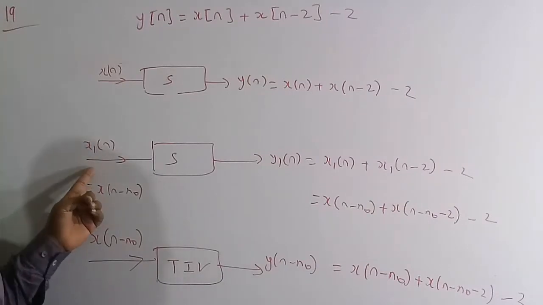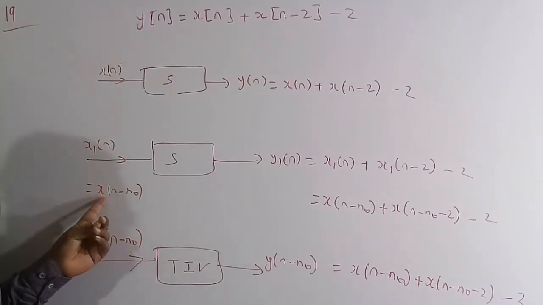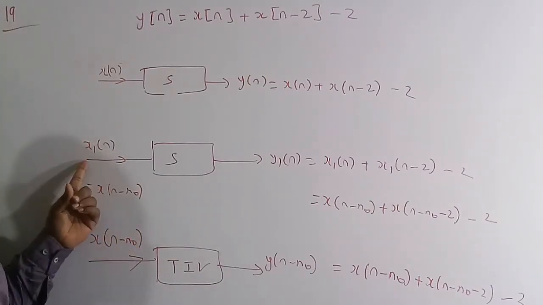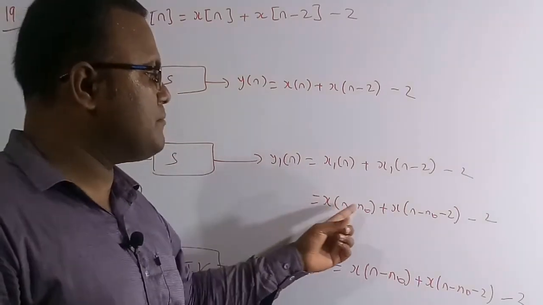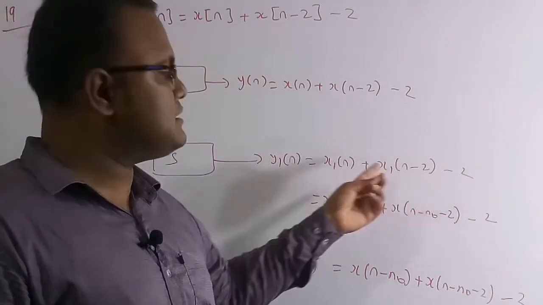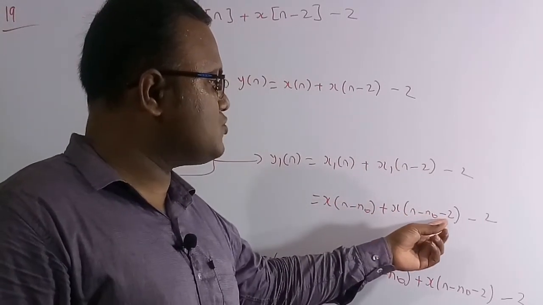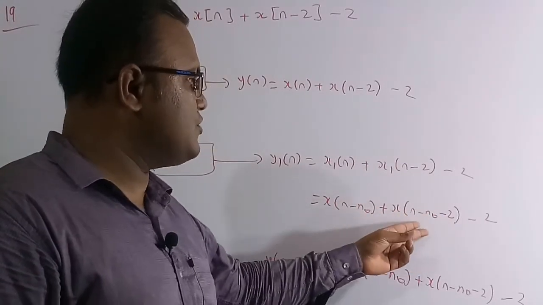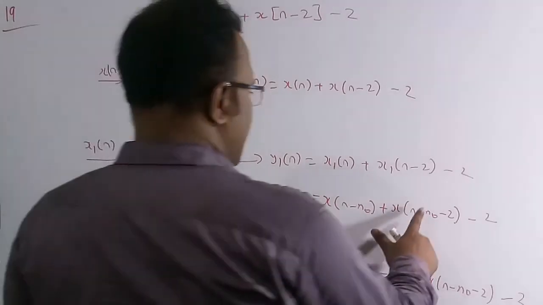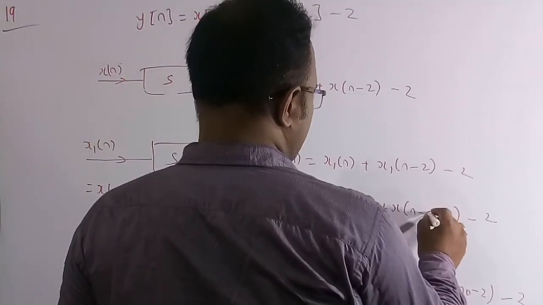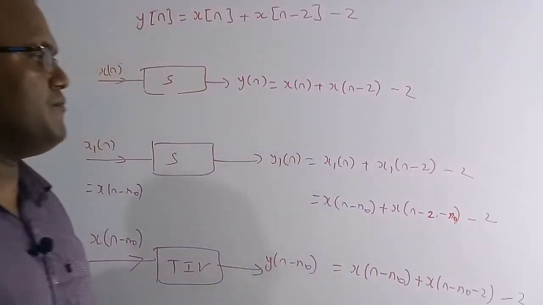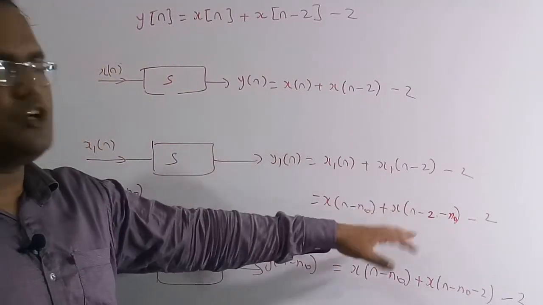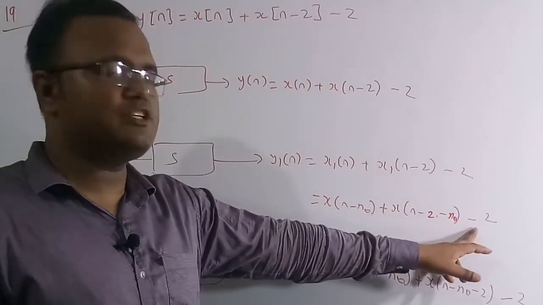If the new input is a delay of the previous input, which is x of n minus n naught, then wherever x1 of n is there, substitute x of n minus n naught. So x1 of n is x of n minus n naught, and x1 of n minus 2 means here n minus n naught minus 2. Actually it is n minus 2 minus n naught, because in n minus 2 we replace n by n minus 2. This is the thing we are going to get here, minus 2.